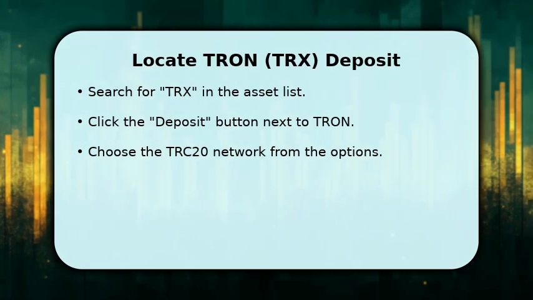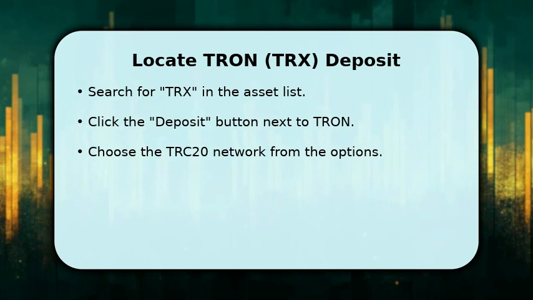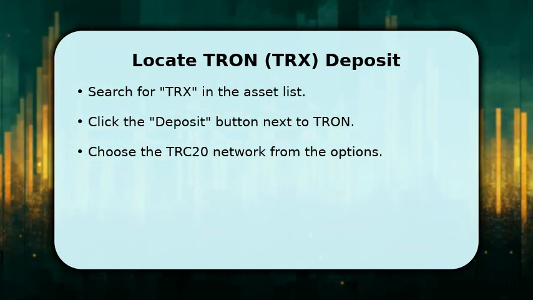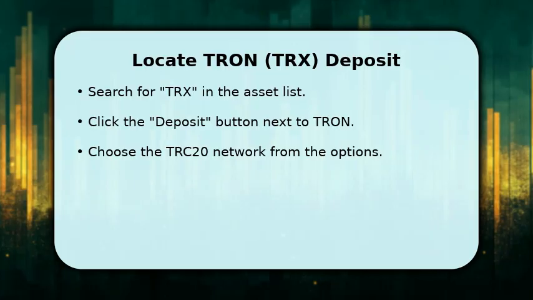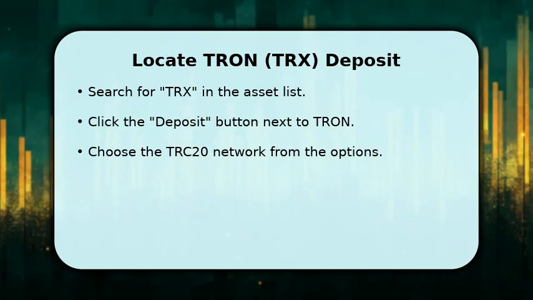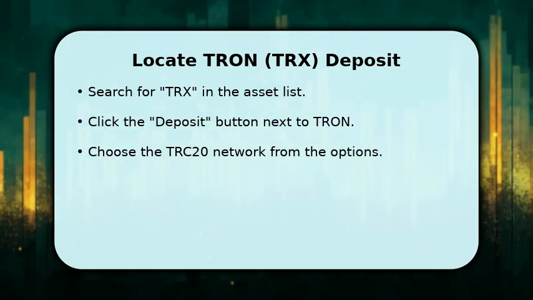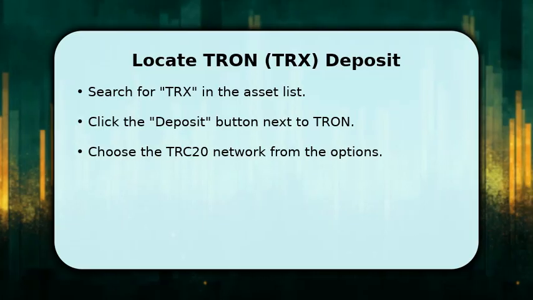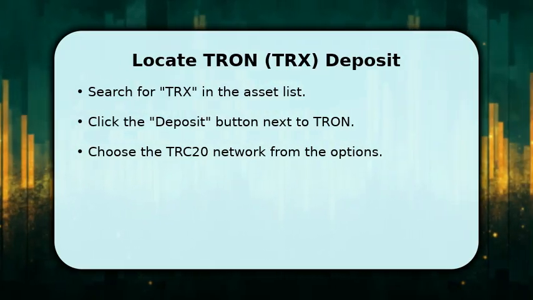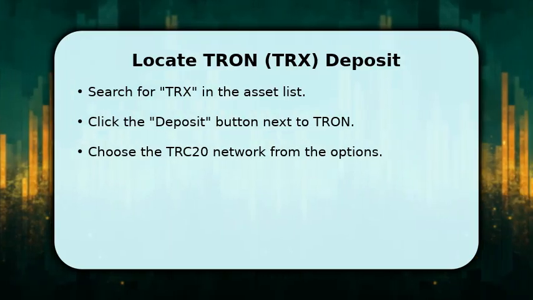After selecting Fiat and Spot, you'll see a list of your cryptocurrencies. Use the search bar to quickly find TRX, which stands for Tron. Once you locate Tron, click on the deposit button associated with it. This action will open a new window where you can specify the deposit details. It's crucial to select the correct network for your transaction to proceed smoothly and avoid any issues.